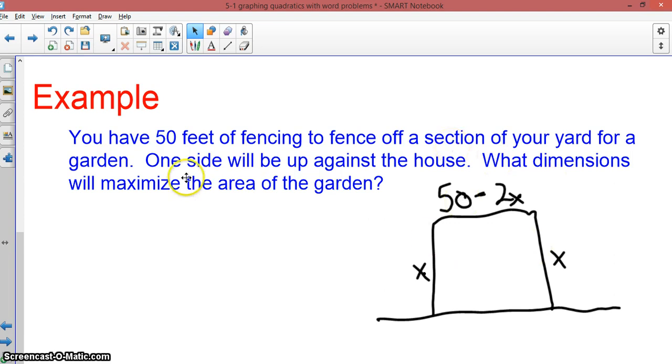If you add these up, you get 50. So it's 3/4 of a rectangle. You add up the three sides, x plus this should work out to be 50. All right, so you have to make an equation, and I'll use A of x.